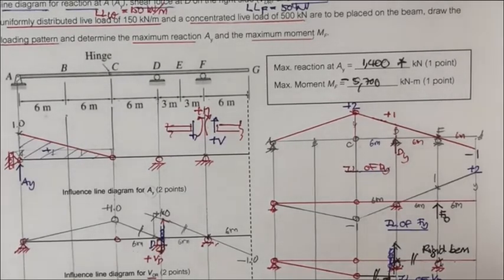Okay, next, let us consider the influence line of V sub B. We have this, and the hinge here and the pin here. V sub B, that means the B is going to be here.